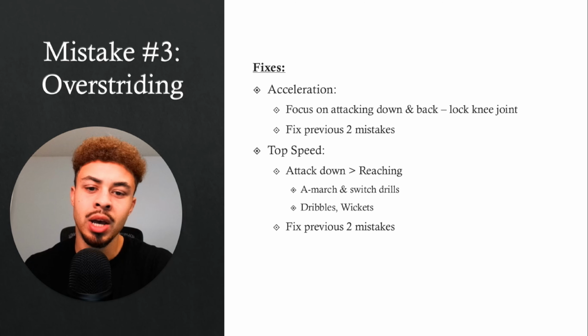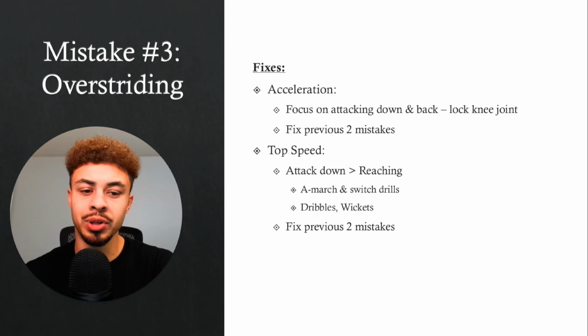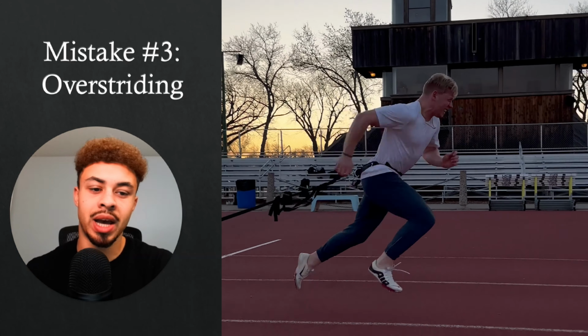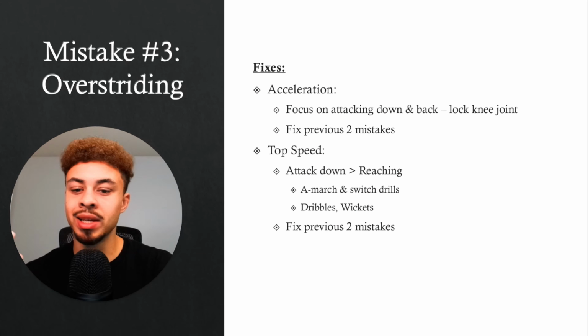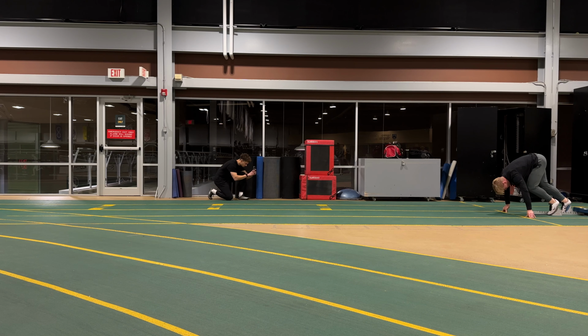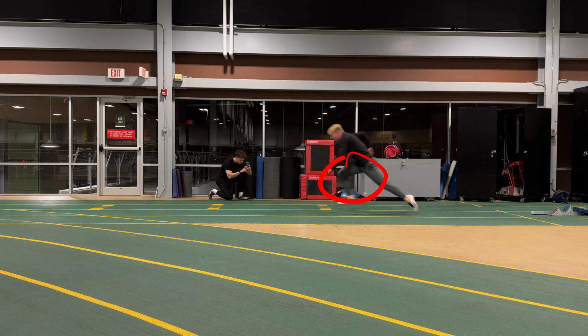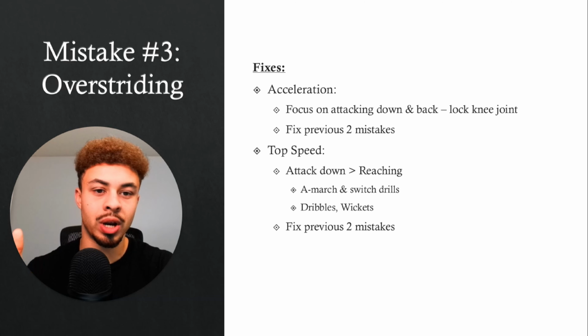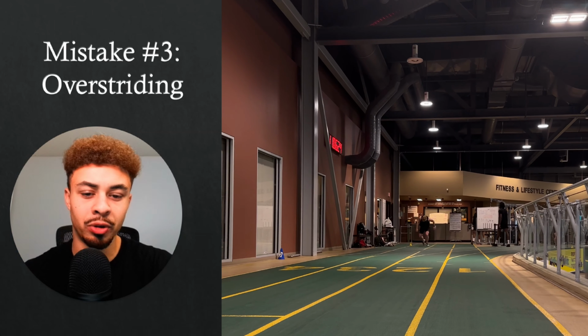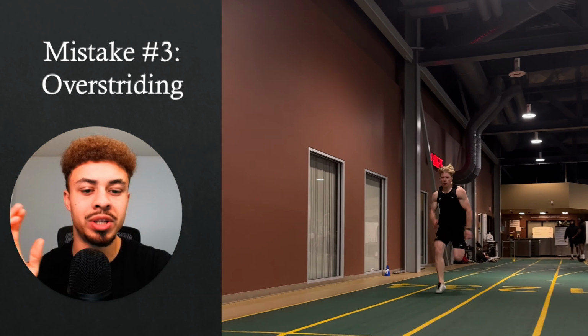So how to fix these? Acceleration, it's simple. Focus on attacking down and back, not just down. And an easy way to do that is to keep your knee joint slightly locked. So a lot of athletes, as soon as they bring that leg to the front, they'll just unlock the knee, and then it has no choice but to attack the ground straight down. So in top speed, simple fix, focus on attacking down instead of reaching out straight forward.